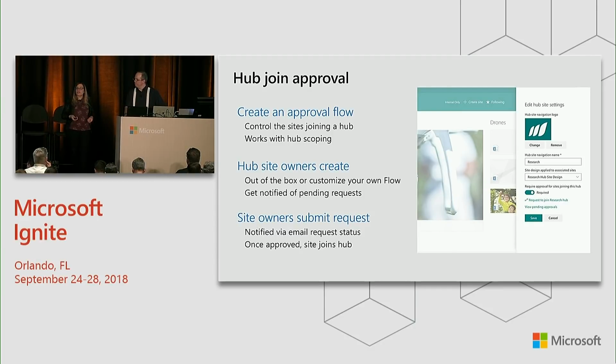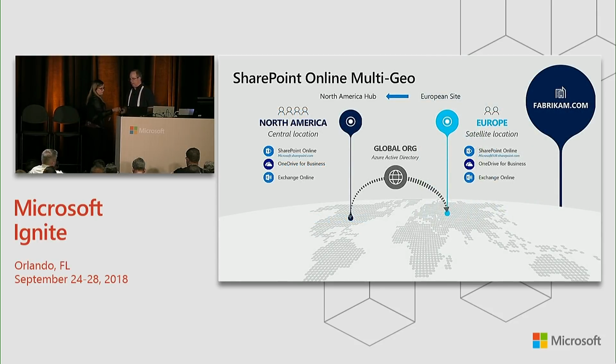Hub site owners create their flows. Site owners submit and get notification. I didn't show you, but you notify the site owner who submitted the request. You get an email back letting you know that your site was actually accepted into the hub. Great. All right, so that's awesome. That's something we're rolling out internally.